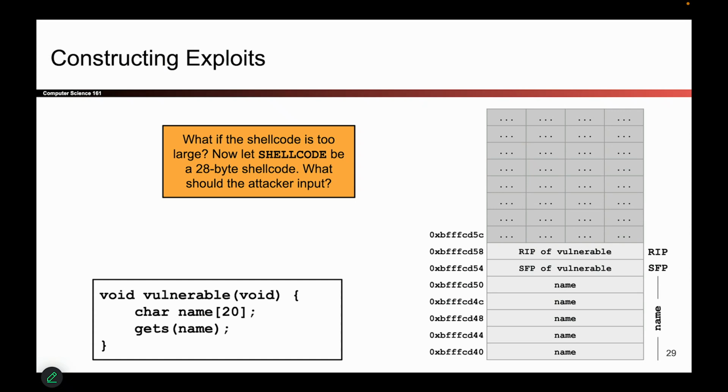Well, now we have a problem, because if you look at this name character array, it holds 20 bytes, and then the SFP gives me 4 more bytes to write, and that's not enough. I have 28 bytes of instructions that I want to write. So try and stare at this picture and think, where would I put shellcode if I can't put it down here? The trick that I did from earlier, where I put the shellcode, followed by some garbage bytes, followed by overwriting the RIP, no longer works.